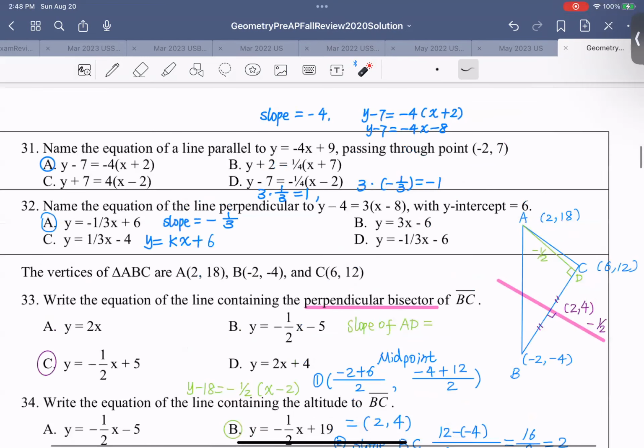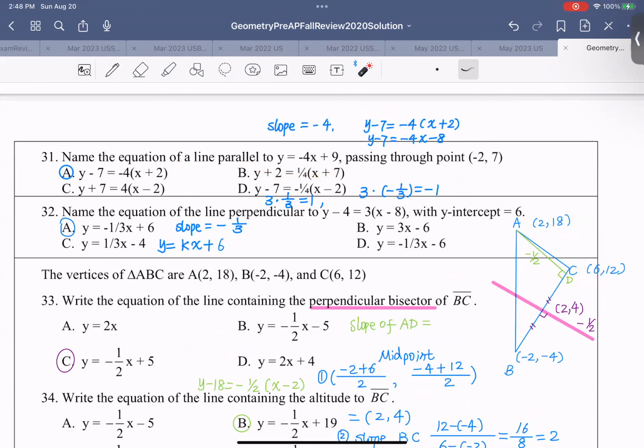If they give you one line and say parallel and passing through, make the slope the same and use the point-slope format. If they say perpendicular, then you use the negative reciprocal slope. If this line's slope is 3 and you want to find the perpendicular line's slope, first you take the reciprocal, second you flip it to negative. That's the slope of the new line. Not too hard. I won't go into details.